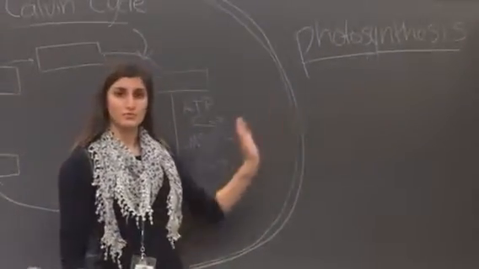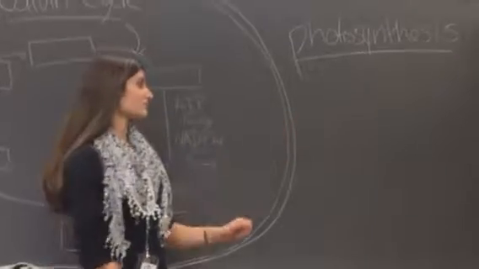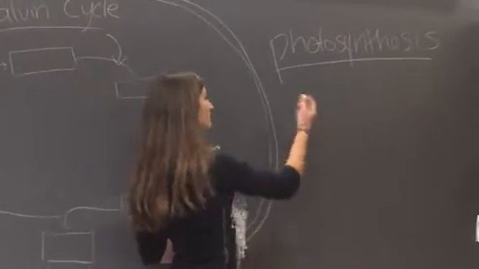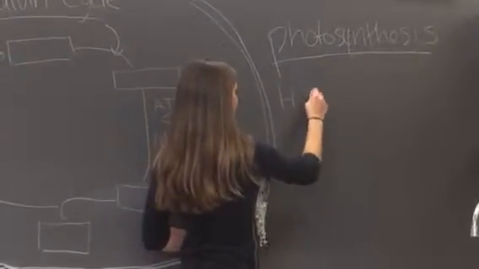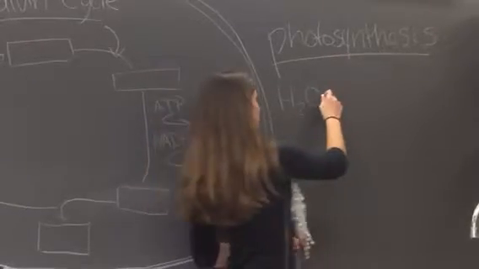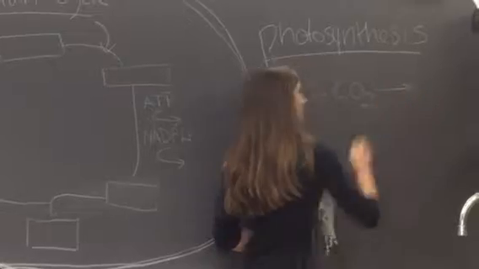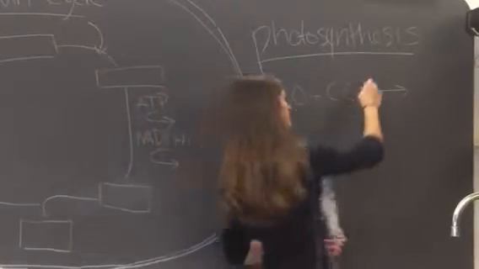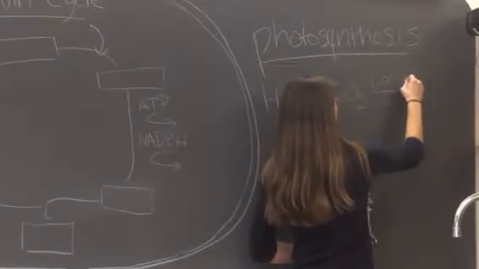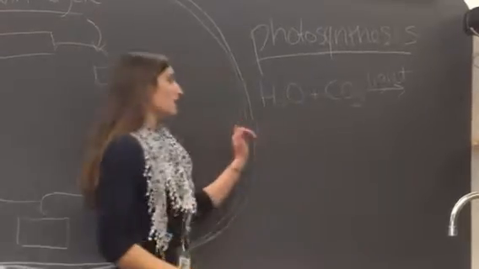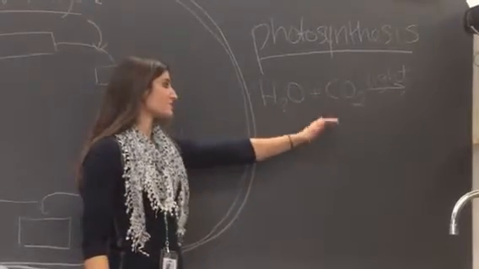First part, we want to go through the equation for photosynthesis. So what are we starting off with? Well, we need some water. We need some carbon dioxide. And we also need some light. So these will be our reactants for photosynthesis.